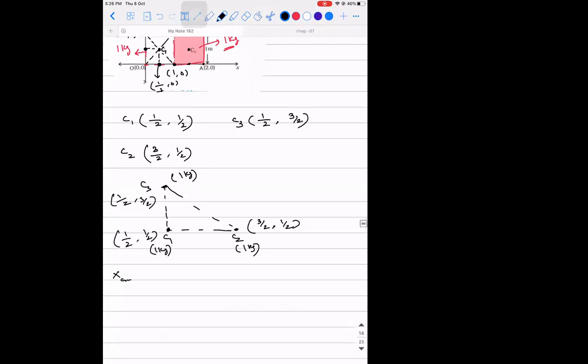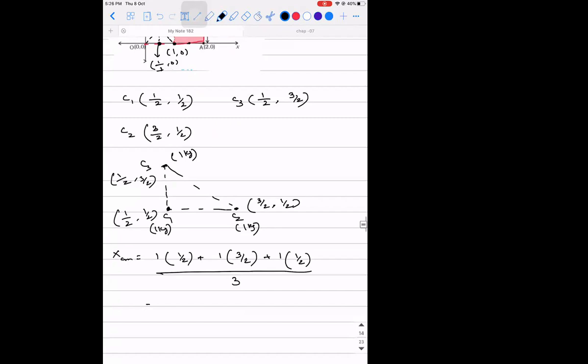X coordinate of center of mass will be equal to m1 x1, 1 into half plus 1 into 3 by 2 plus 1 into 1 by 2, the whole divided by 3. Accepted? So this will be equal to 4 by 2 by 3. That will be 2 by 3.